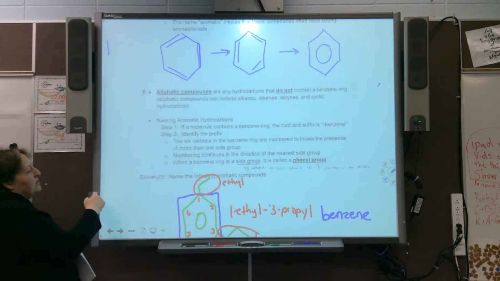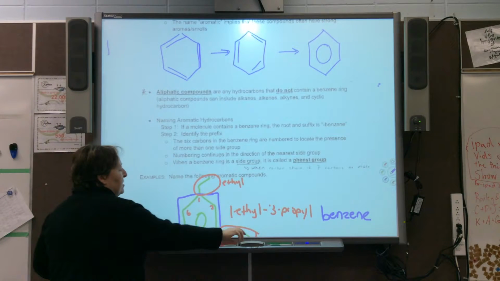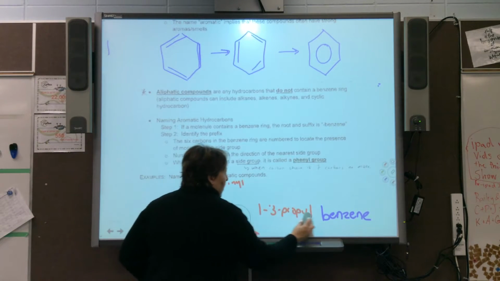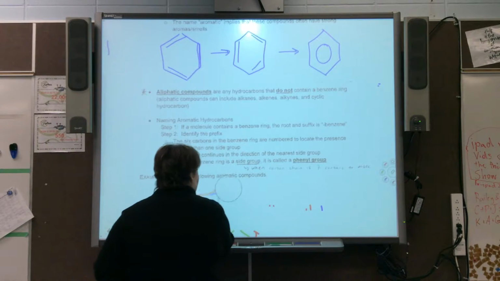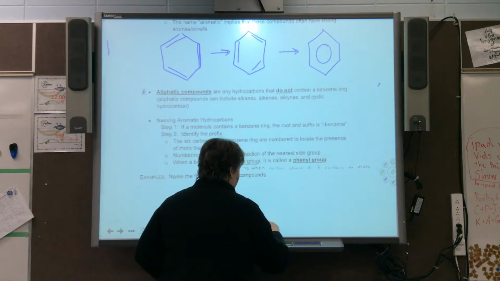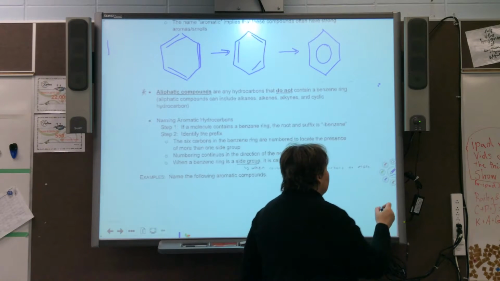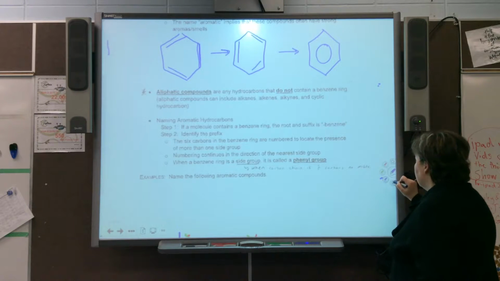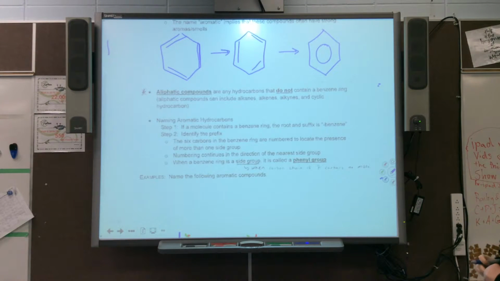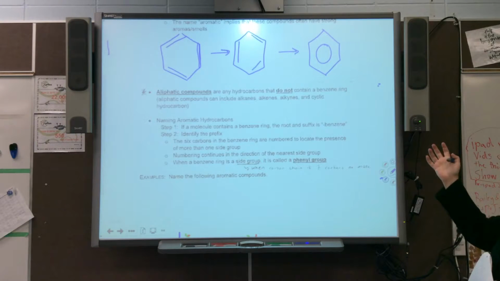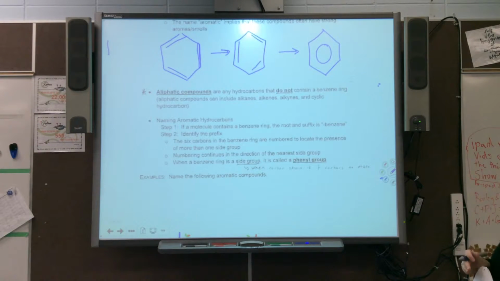This is really important to note. Aliphatic hydrocarbons are anything that's not a benzene. Okay? They don't contain, okay, they don't contain a benzene ring. So they have alkanes, alkenes, alkynes, so still the double bonds, and they still can be cyclic, but they're not a benzene ring.